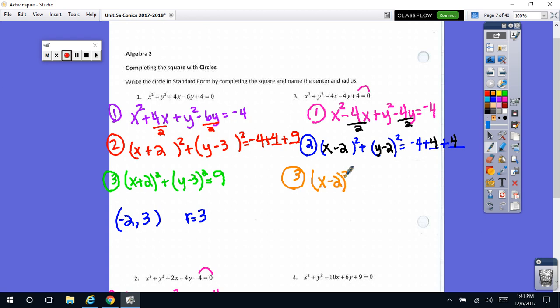X minus 2 squared. Y minus 2 squared. Positive 4. Again, opposite signs when you take them out of the formula. Take the square root, and there's your radius.